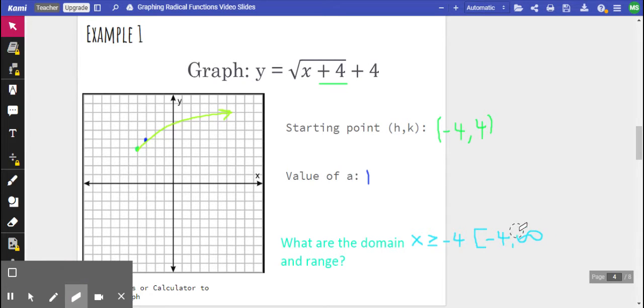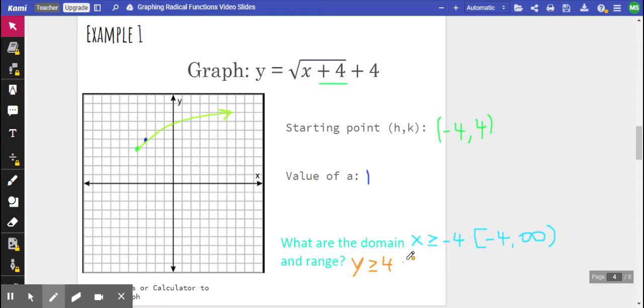Or if we wanted to write it in interval notation, we could write it as -4, comma, positive infinity, like so. And then our range is going to start at 4 on the y-axis and then go upwards. So our y is going to be greater than or equal to 4, or from 4 to positive infinity.